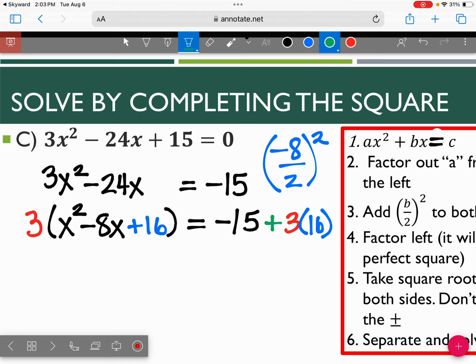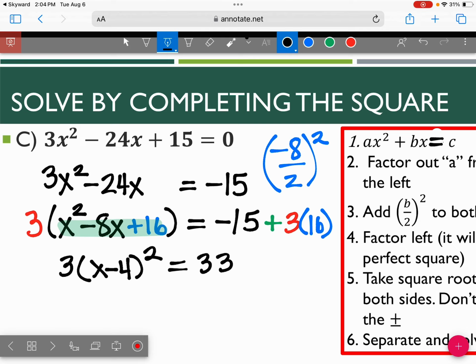So let's go ahead and factor this down. So 3 is on the outside. What does that factor down to? Two numbers that multiply to give you a positive 16, but add to a negative 8. Negative 4, negative 4. So this is going to be x minus 4 squared. And go ahead, pick up your calculator. Take negative 15 plus 3 times 16. And we get 33.